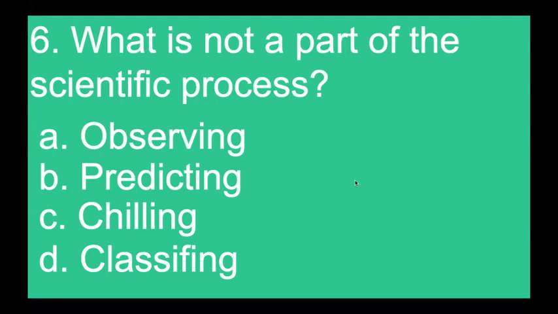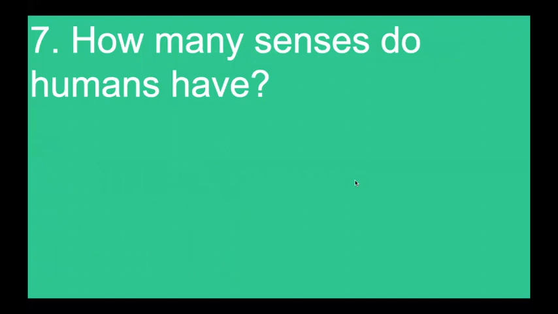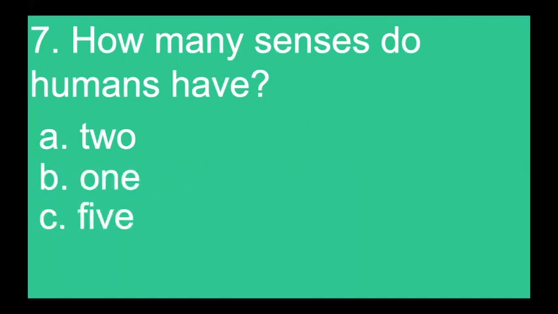All right? Next question. How many senses do humans have? Answers: A, 2, B, 1, C, 5, D, no sense. No sense at all. It doesn't make any sense. This question doesn't make sense. Yeah. How many senses do humans have? 2, 1, 5, no senses. All right.